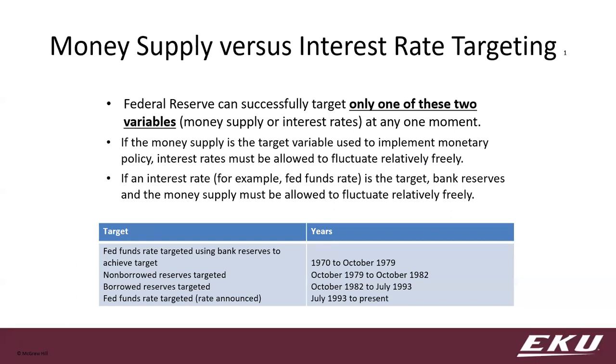And if you notice there on the bottom, it tells you that during different periods there was a particular target, and it tells you the years that we were using that as a target. So those were just different regimes that we had, and they had different impacts on our economy. But let's look at targeting money supply versus interest rates.